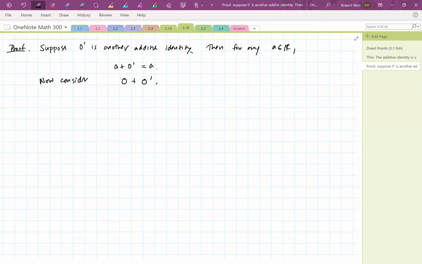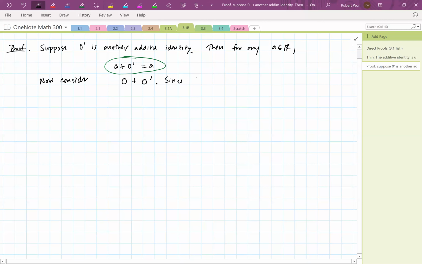Well, by this property, this sum must equal 0 because it's something plus 0 prime. Right? So since 0 prime is an additive identity, let's say an additive identity because I don't know there's only one yet, 0 plus 0 prime equals 0.